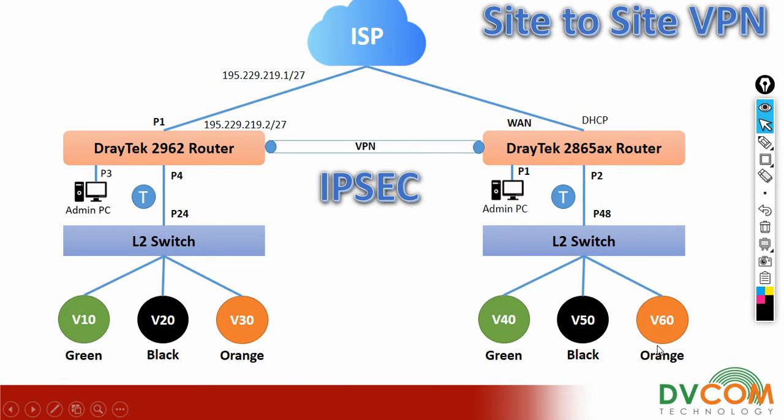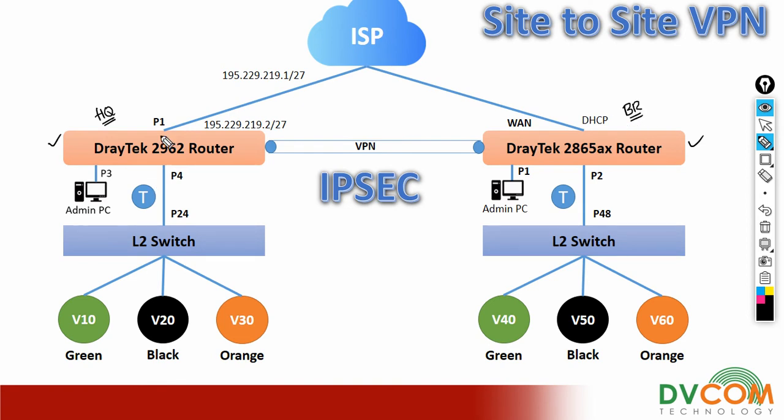In my lab, we have a DrayTek 2962 router and a 2865AX router. The 2962 router is going to act as the HQ and the 2865AX router is going to act as the branch.